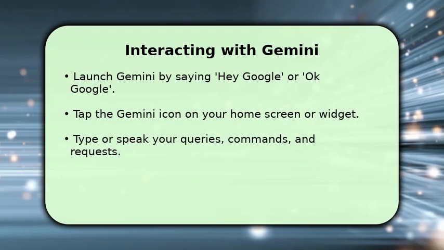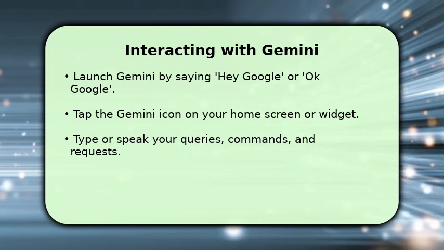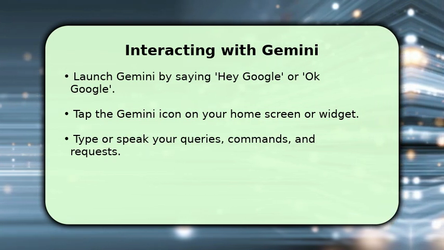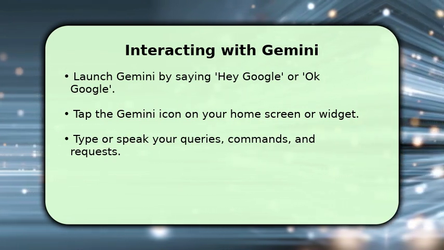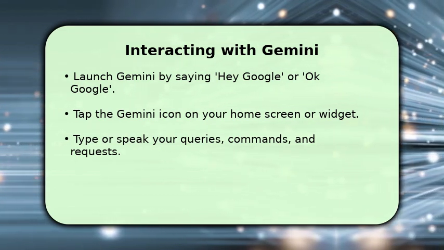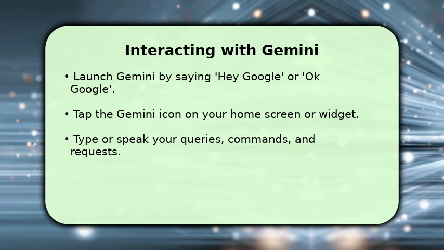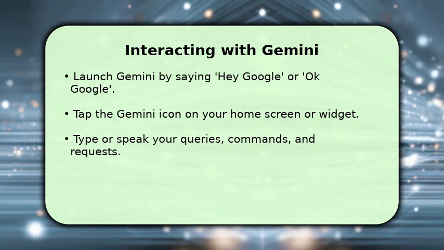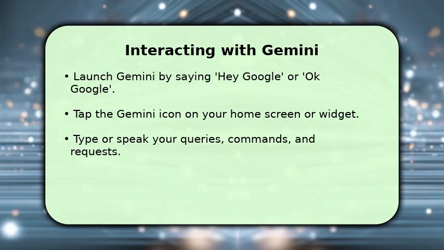With Gemini installed, interacting with it is straightforward. You can activate it by saying "Hey Google" or "OK Google," just like the previous assistant. Alternatively, tap the Gemini app icon on your home screen. You can then type your questions or speak them aloud. Gemini is ready to help with tasks, answer questions, and even generate creative content.